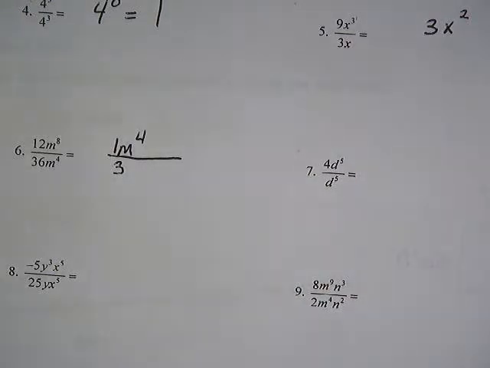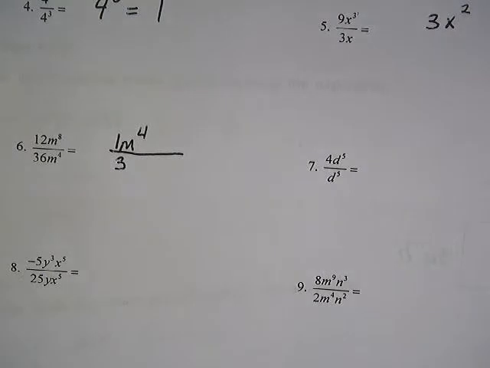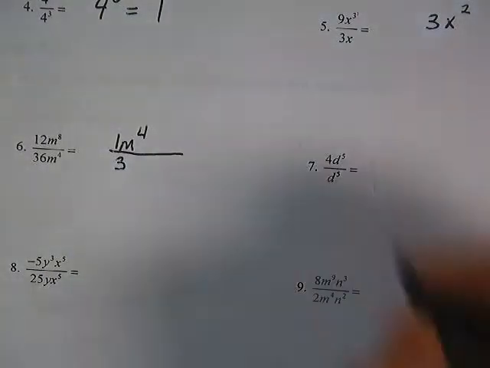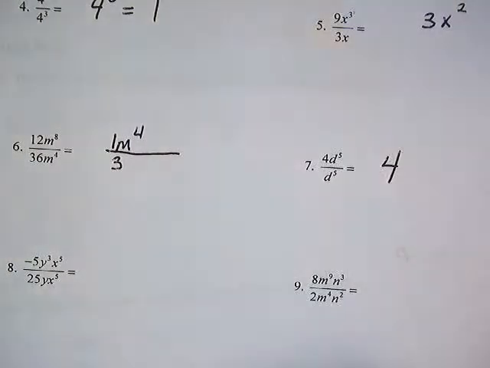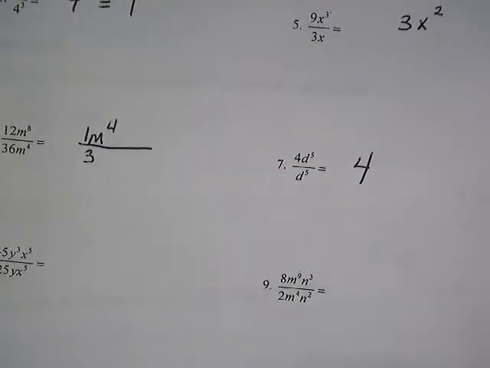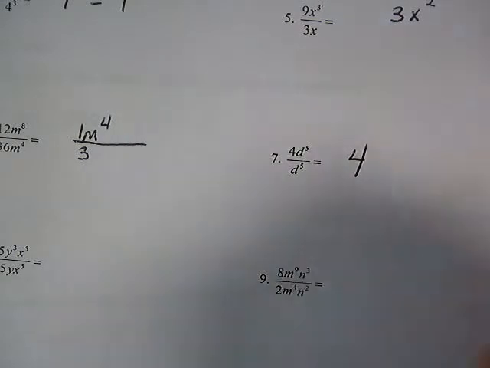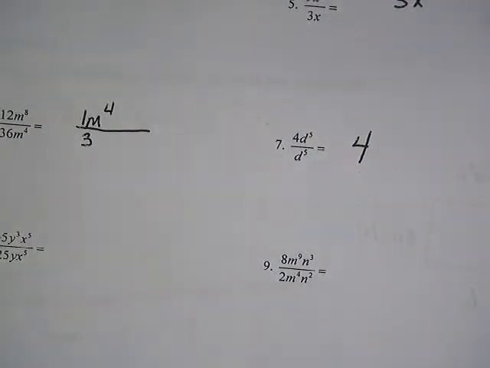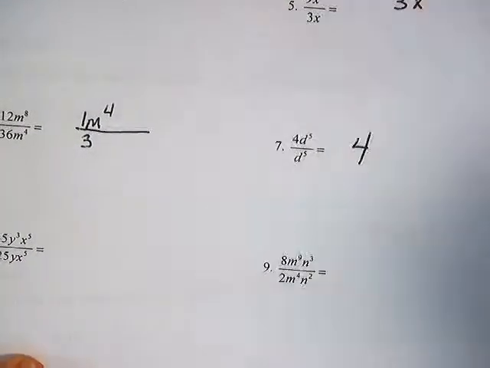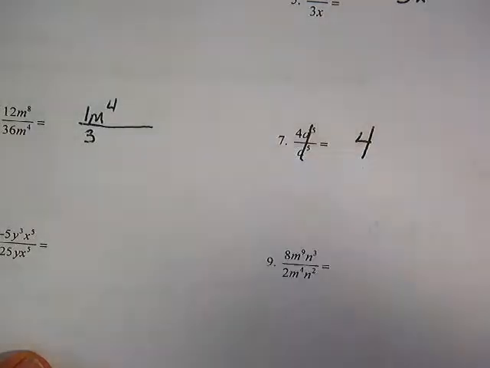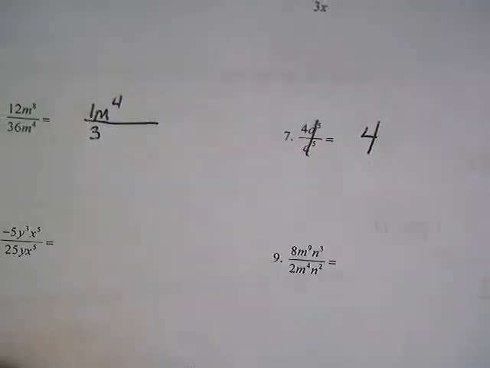Okay, number 7. Do we have to do anything to the 4? No. It's just going to stay there and multiply by whatever else we have. Now, look at the d's. What happens to the d's? What is 5 minus 5? 0, so it becomes 1. So 4 times 1 is 4. Or you can look, are those d's the same? Yeah, so they cancel out. So what do we have left? Just the 4.